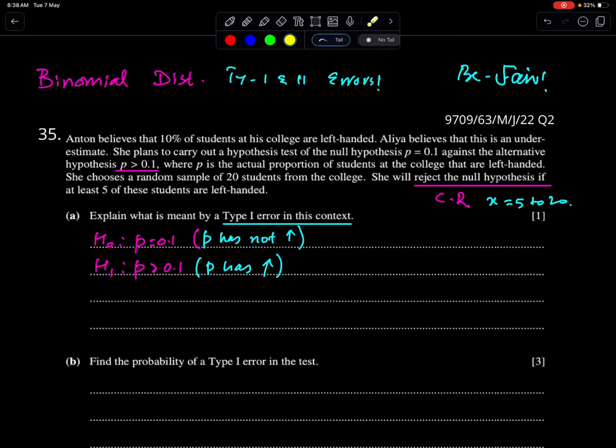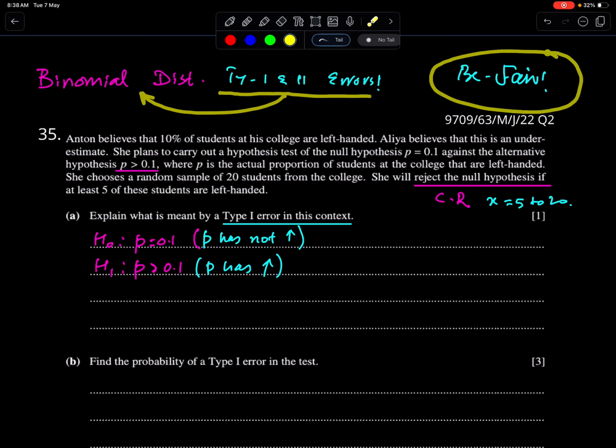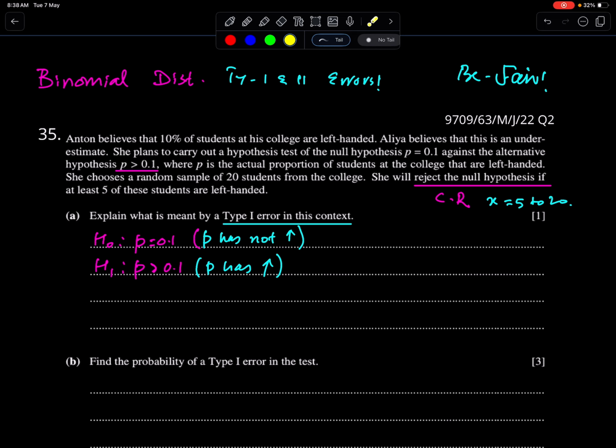This is an example question of type 1 and type 2 errors of binomial distribution. An important advice: we should be fair to everyone. This question is from June 22, question 2, paper 6-3.